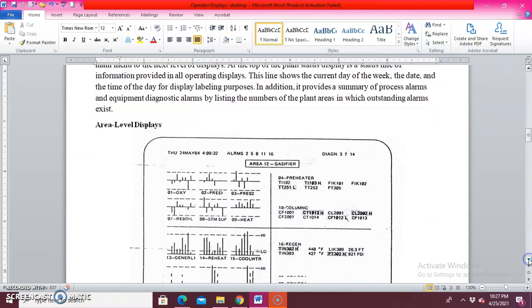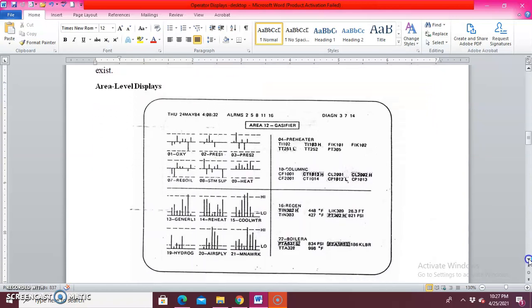The next is the area level display. The area level display gives you section-wise data, such as a boiler, then a generation unit, then a gasifier.